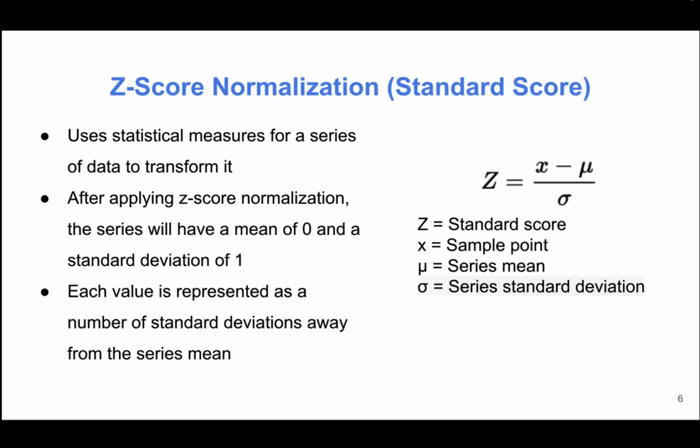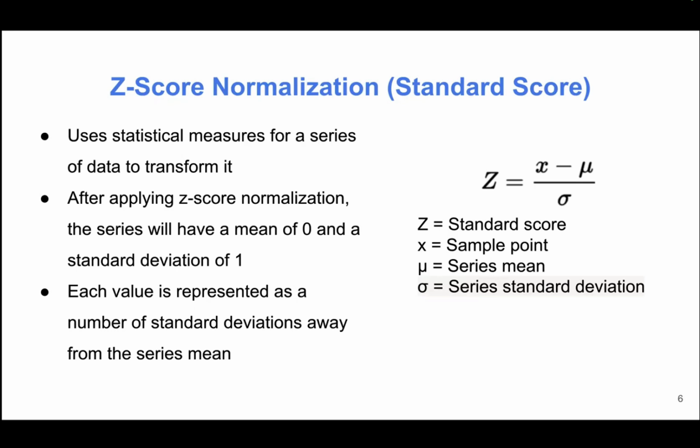The next method that we'll discuss is z-score normalization. This is a statistical method that you've probably seen before in some context, where for a certain series, we'll be using the statistical measures of that series to transform it into a different distribution, or to correct the scale of that series. The way we do this is by taking each value and subtracting the mean of that series from it, and then dividing by the standard deviation of the series. And what that will give us is our z-score.